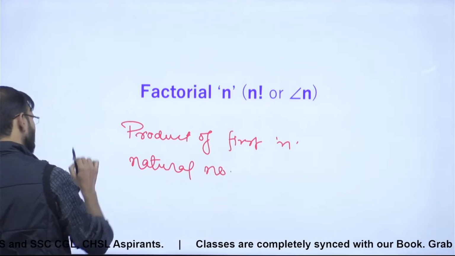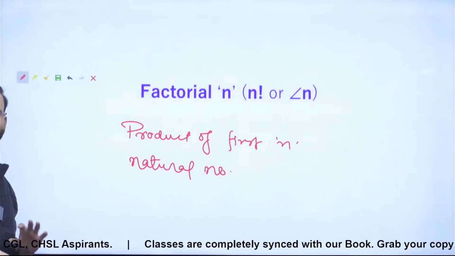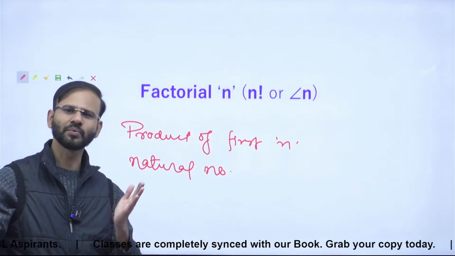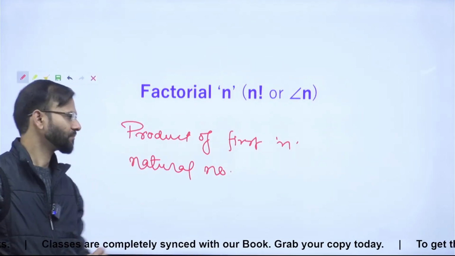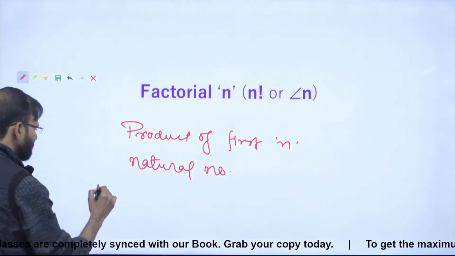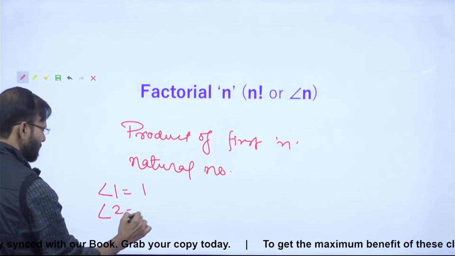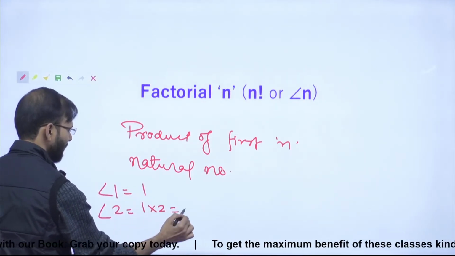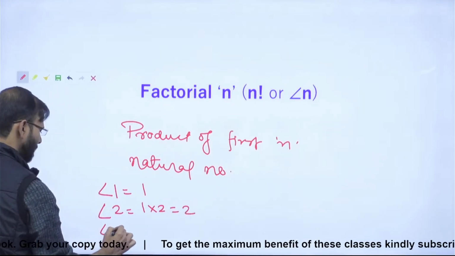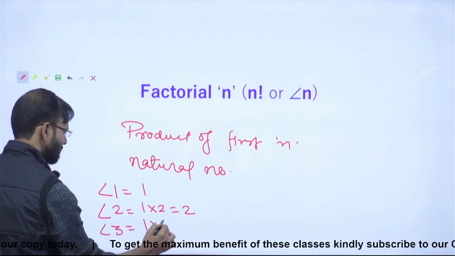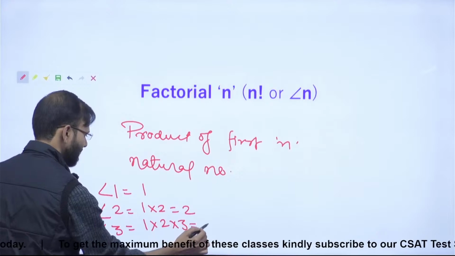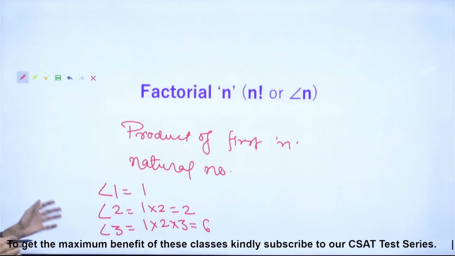Okay, so natural numbers, hope you must be knowing about natural numbers. What are the natural numbers? They are 1, 2, 3, 4, 5 up to infinity. So if factorial 1 is written, it is 1. Factorial 2 is 1 into 2, which is 2. Factorial 3 is 1 into 2 into 3, which is 6. Guys, hope it is clear to all of you.